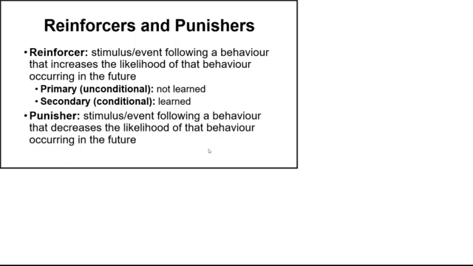So if it's something that has an innate, pre-existing quality that makes it reinforcing, then it's primary. And if it's something you have to learn about for it to be reinforcing, then it's secondary. And most of the time we're going to look at things like food and water for primary, and things like money or tokens for secondary, things that you can exchange to get other things.